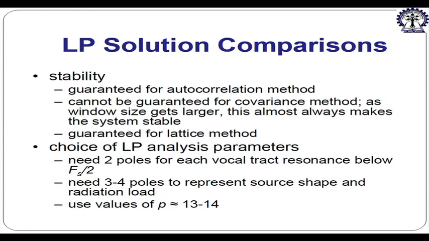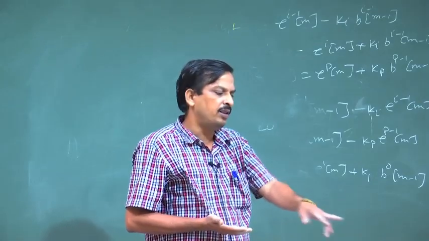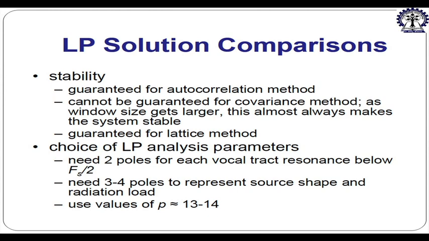Stability issue: it is guaranteed for autocorrelation and guaranteed for the lattice method, but for the covariance method it is not guaranteed, because if it is a large matrix, then you have the upper triangular matrix and lower triangular matrix, so there is some problem. So you can say the covariance method is not guaranteed, but the autocorrelation method and lattice method guarantee stability.